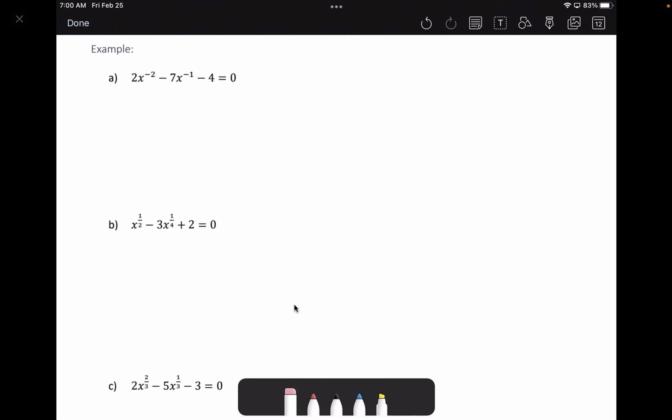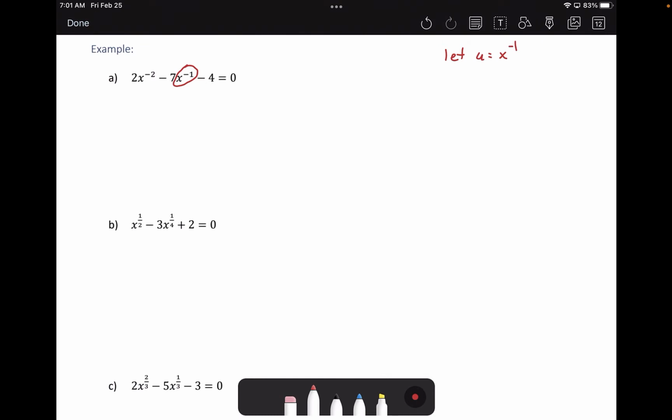In this first case, notice it almost looks quadratic, but not quite there. It has 3 terms. The third term is a constant, and the first exponent is exactly double the second exponent. That leads us to believe that it's almost quadratic. To make our substitution, we're going to let u be this middle piece. So let u equal x to the negative 1.